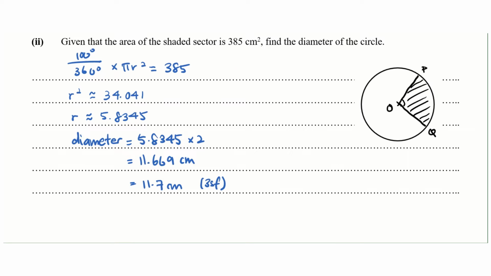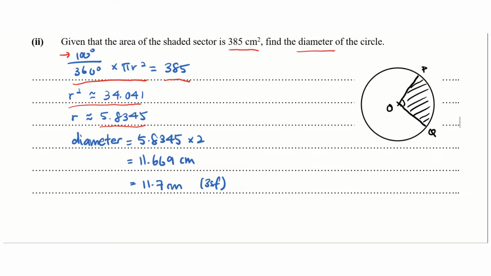Now in part 2, we are given that the area of the shaded sector is 385 cm squared, and we are required to find out what is the diameter of the circle. Since we already know the angle, which is 100 degrees, we can form an equation using the area of sector formula and equate it to 385 as given in the question. Following from there, we will do some manipulation and arrive at r squared to be about 34.041. We subsequently take the square root and we have this value.